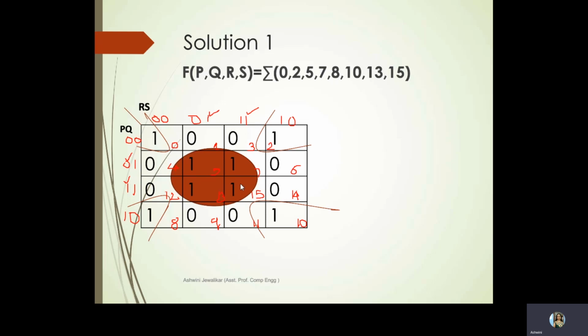So the expression for the middle 4 is QS, or SQ as you can write. Now next we have to group these 4 ones together. We can group these 4 ones together if you fold the K-map, and that means vertically also you can fold and horizontally also you can fold.